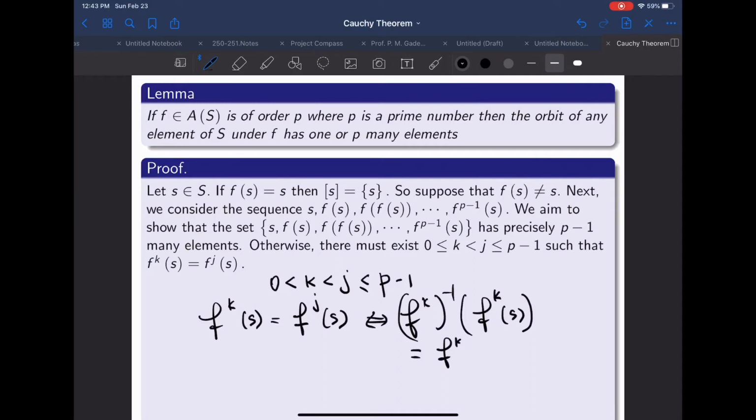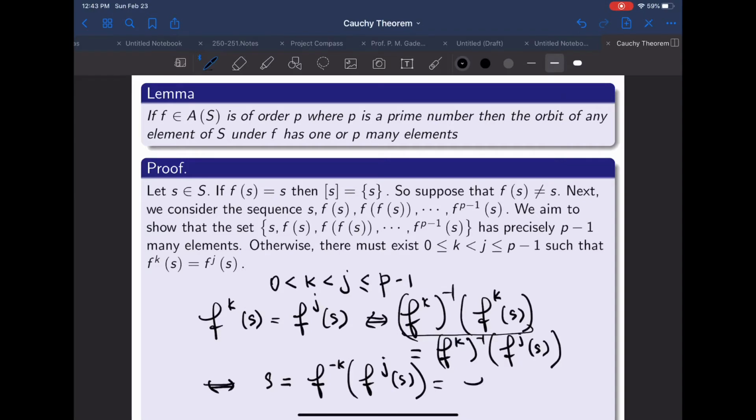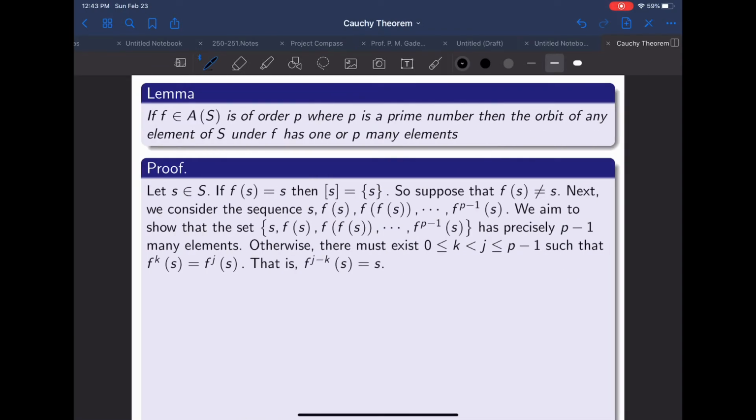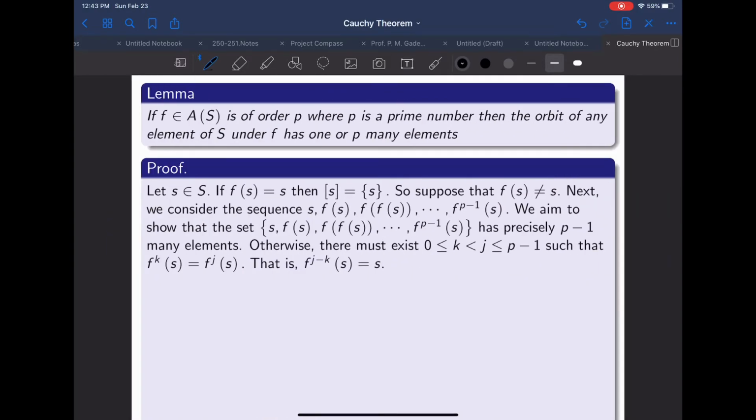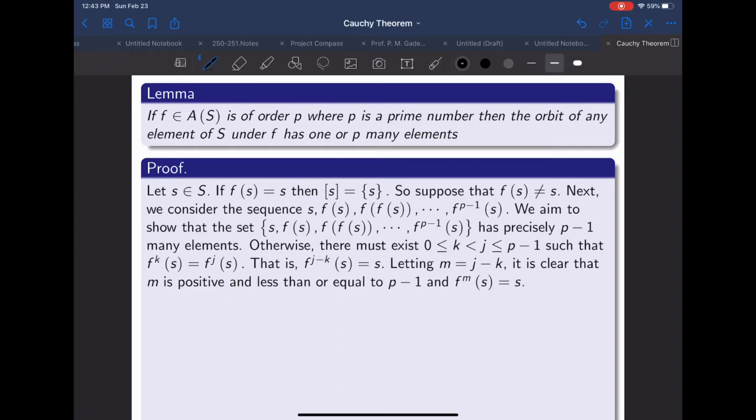This will be equal to f^k inverse of f^j of s. But then this is essentially equivalent. Notice that the left hand side here is just going to be s, and the right hand side is going to be f^(-k) of f^j of s, which is f^(j-k) of s. Okay, so we should get that as we computed here. So we should get that s is equal to f^(j-k) of s. Now j minus k is positive, so let m be equal to j minus k, where m is going to be a strictly positive number. Then what we are saying is that f^m of s must be equal to s for some positive integer m.